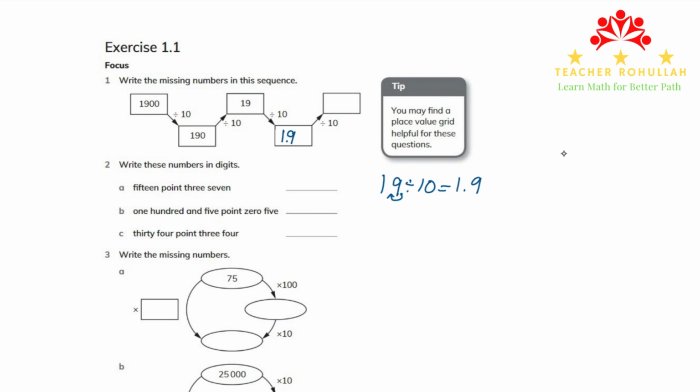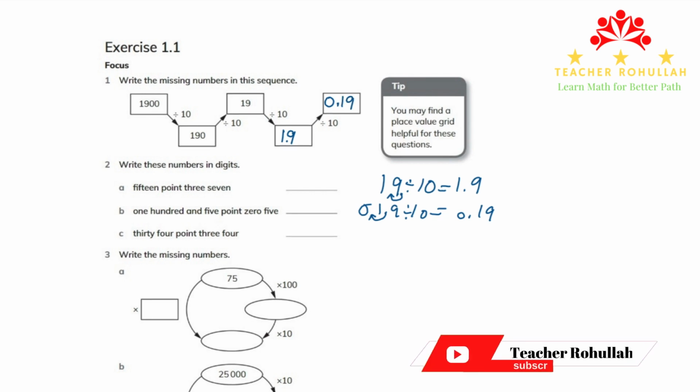1.9. In 1.9 divided by 10, again, the decimal point moves one place to the left. 1.9 divided by 10 equals 0.19. This decimal point moves one place to the left, and we give a placeholder 0 over there. So the answer over here is 0.19. We are done with question 1.